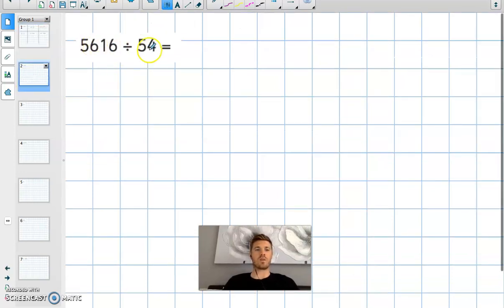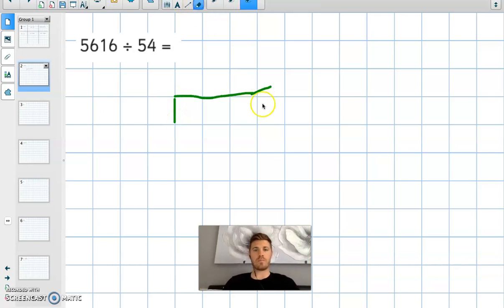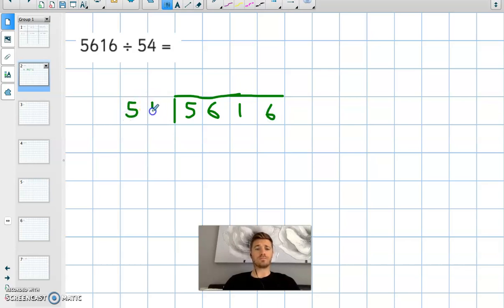So question number 1, 5,616 divided by 54. We definitely need to use the bus stop method to work out the answer for this one, as long as I don't do a dodgy bus stop. So 5,616 goes inside the bus stop and 54 goes on the outside.